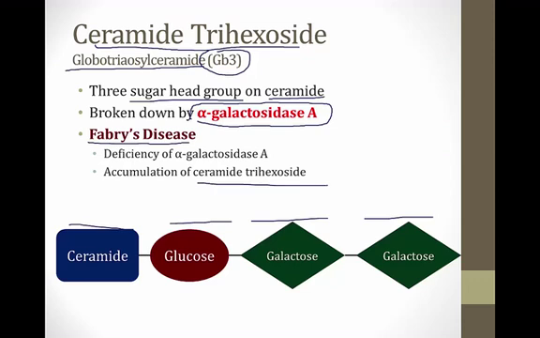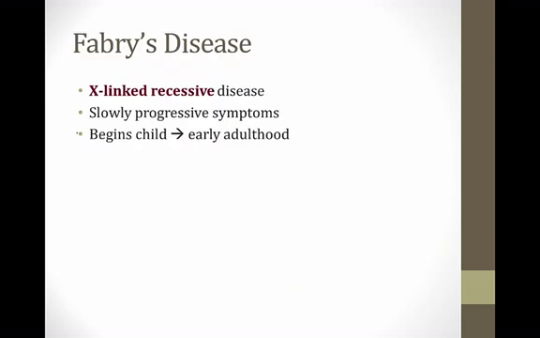Fabry's disease has a couple of unique characteristics among the lysosomal storage diseases. First of all, it's X-linked recessive. Most of the lysosomal storage diseases are autosomal recessive. In addition, the symptoms are slowly progressive. They begin in childhood and progress to early adulthood. Fabry's disease is a condition that you can live with well into adulthood. People live into their 30s, 40s, and even 50s.